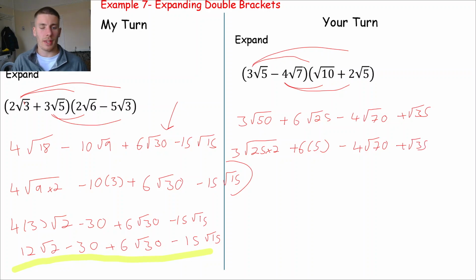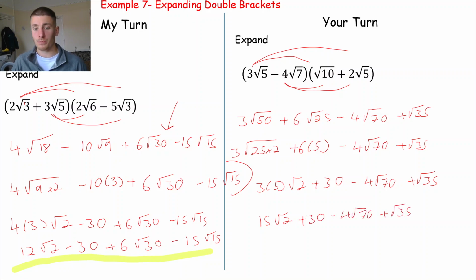Okay. Then this bit, root 25 is equal to 5, so it's going to be 3 times 5. You've got the root 2, which is still there. You've then got 6 times 5, which is plus 30. You've then got negative 4 root 70 plus root 35. Okay, so just clearing up a little bit more, you've got 3 times 5 is 15, root 2, add 30, take away 4 root 70, add root 35. And this, even though it looks really ugly, it is your answer.